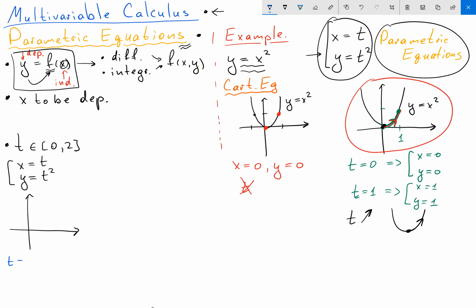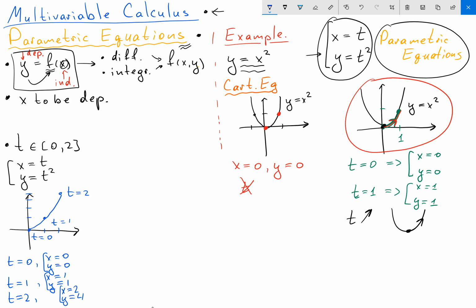So when t equals 0, I will have the point x equals 0, y equals 0. When t equals 1, I will have the point x equals 1, y equals 1. And when t equals 2, I will have the point x equals 2 and y equals 4. And let's plot these points on the graph. So this is going to be my point for t equals 0. This is going to be my point for t equals 1. And this is going to be the point for t equals 2.